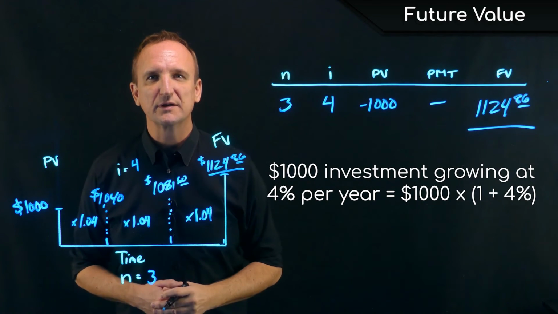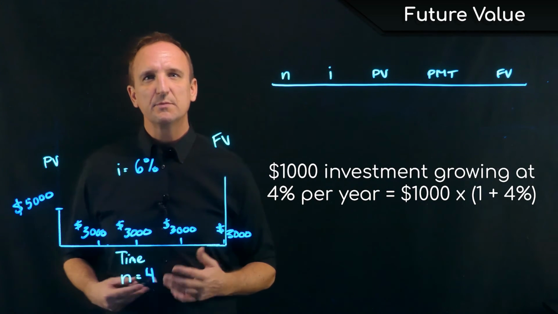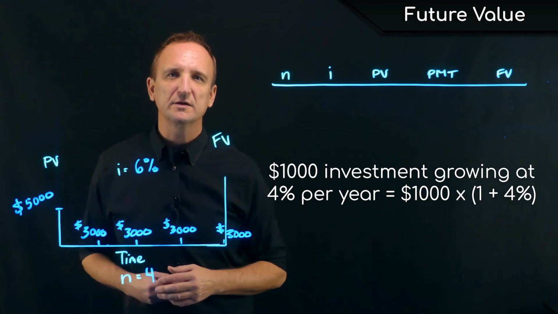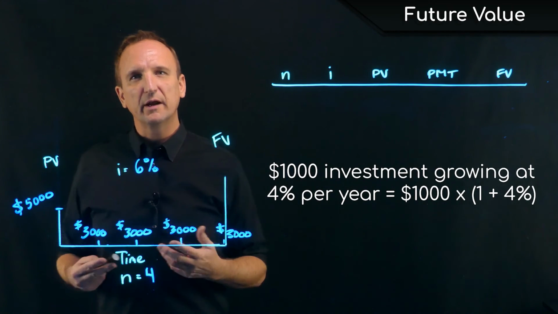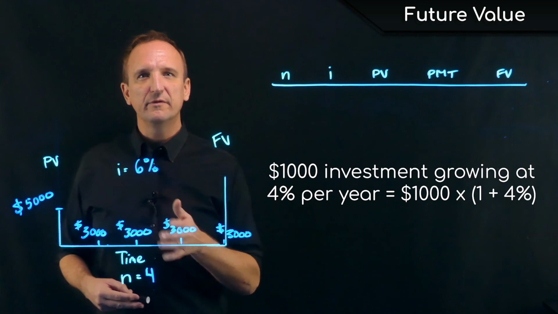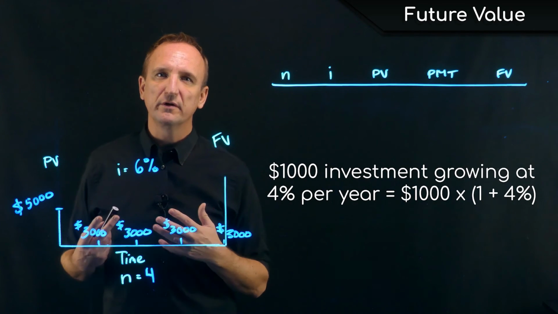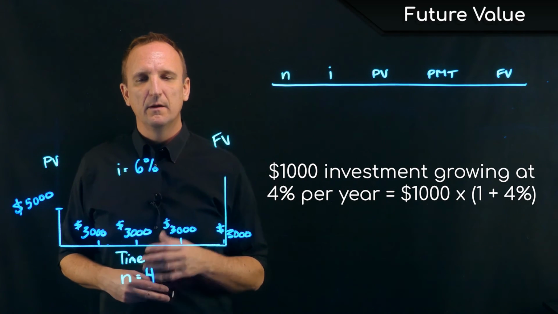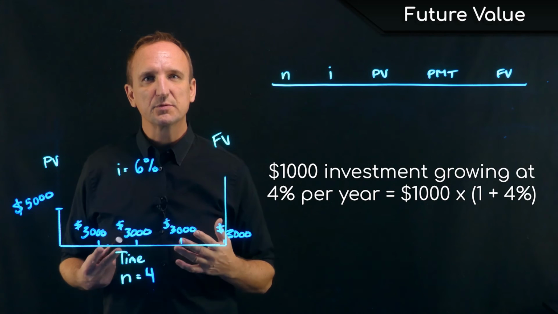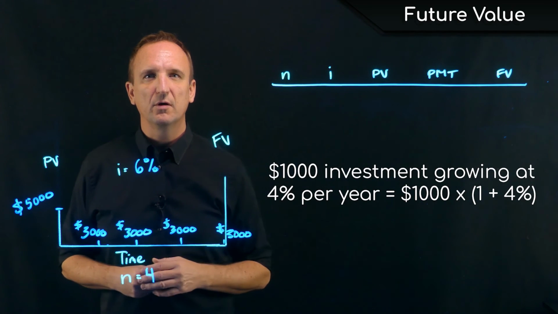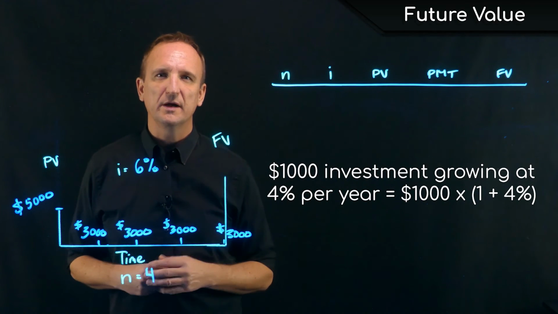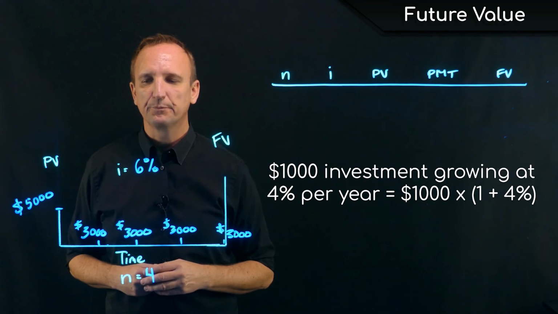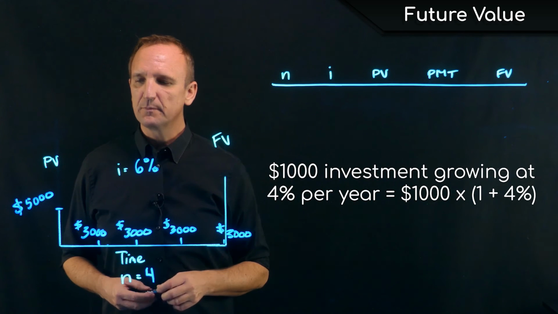Now let's take a look at another example. In this example, let's imagine that we start out with an initial deposit into an account of $5,000. And we're going to hold that account for 4 years, and at the end of each of those 4 years, we're going to deposit another $3,000 into the account. All the while, we'll be earning 6% annually on our investment, compounded annually, so just one interest payment per year. So what would the effect of this be?